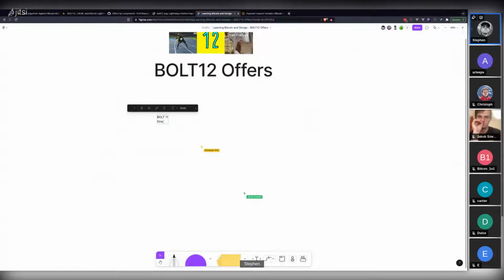The limitations that we have with Bolt 11 are that they're one time only. If you try to pay an invoice more than one time, then it's a security risk on the Lightning node. I'll save you the gory details for right now, but the basic gist is that if you try to pay a Bolt 11 invoice two times, you run the risk of having some money stolen.